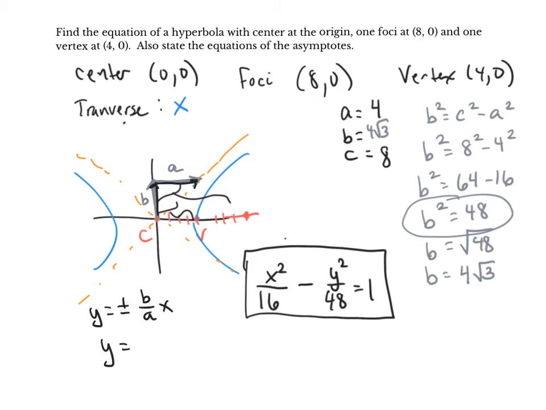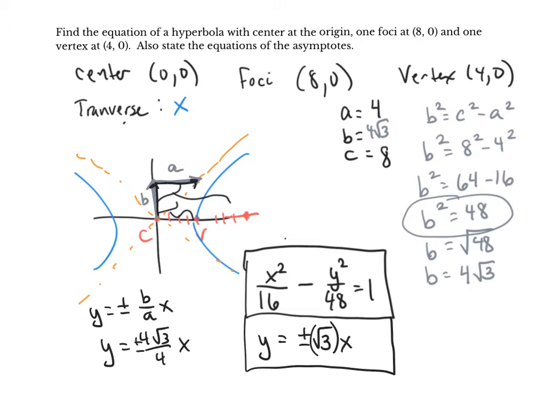So the asymptotes are going to be 4 square root of 3 over 4x plus or minus. So I can simplify that to be y equals plus or minus square root of 3x. So my slope is square root of 3 over 1 or something like that. So that's just a real quick way, because you kind of always know what A is. A is either going to be your rise or your run. If your A is your rise going up and down, it goes on top. If it's your run, it goes on the bottom, just like all slope that we've always known.